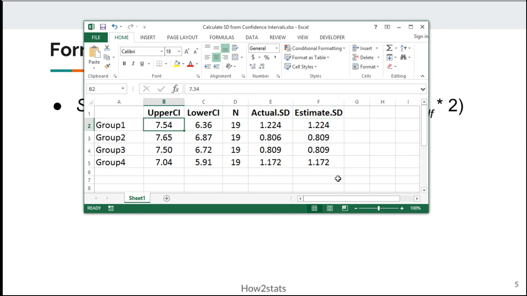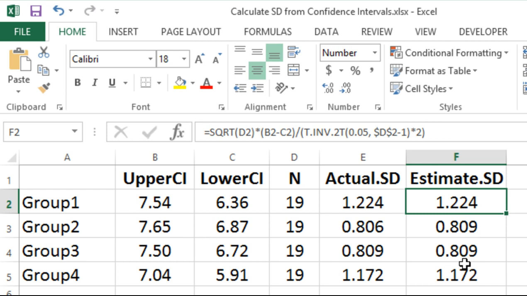So in this case, I have raw data from which I can calculate the actual standard deviations. I wanted to evaluate how precise this formula was, and it turns out it's actually quite precise. So the upper and lower bounds are all calculated here for the 4 groups, and the sample size was equal for all 4 groups, 19 in each group. And here's the actual standard deviation. Now here's the Excel function I created to estimate the standard deviation for each of these groups on the basis of the upper and lower confidence interval and the sample size.